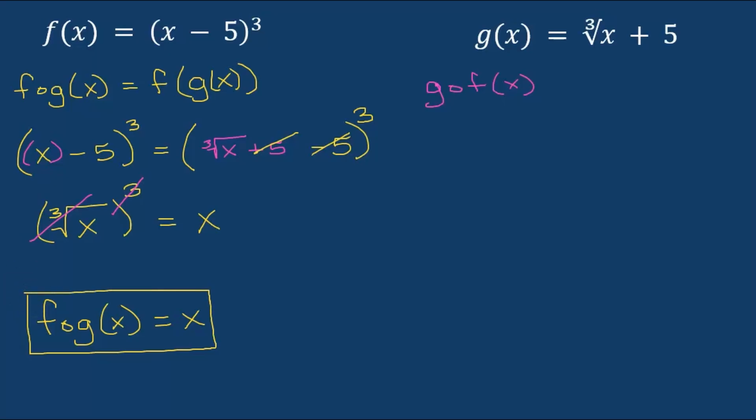Let's verify that the second one is the same. Remember that this means that f of x is nested inside of g of x. That means we're going to start by copying down g of x first. Everywhere that I see an x, I am going to plug in f of x. So we're going to rewrite our equation here, and in parentheses, we're going to put f of x.